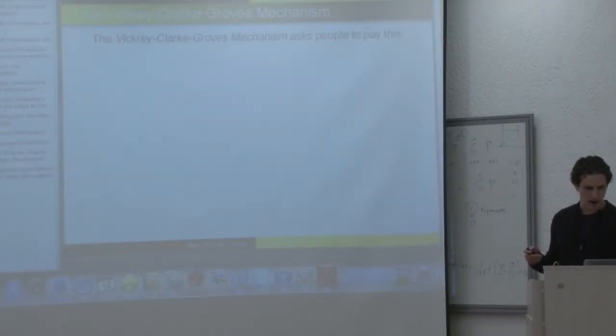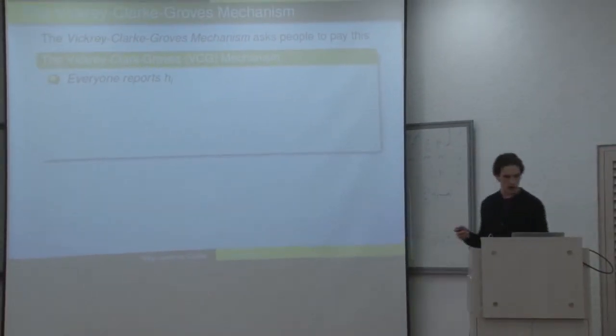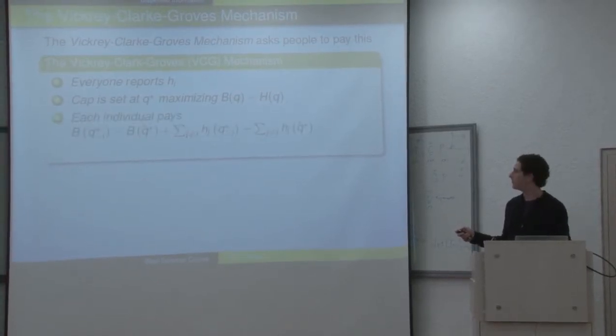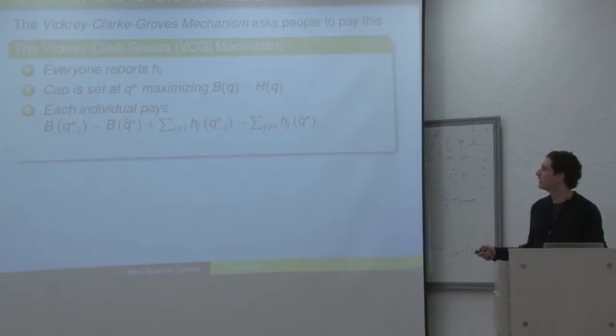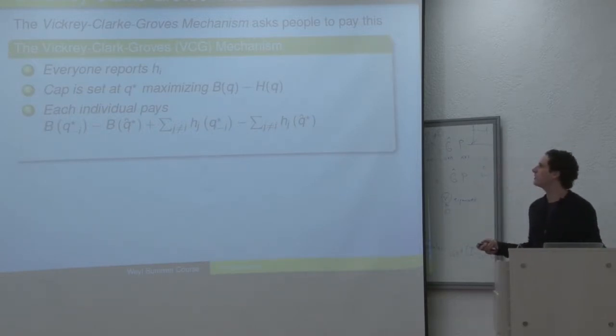Right? And to just be more pedantic about that, everyone reports their cost. We set a cap that maximizes benefits minus the harms, where harms are what are reported by people. And every individual pays the difference between the total benefits minus costs to society other than that person when the level of the activity is chosen to be the optimum given what they report, versus the optimum without them.